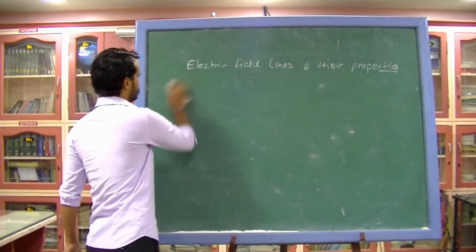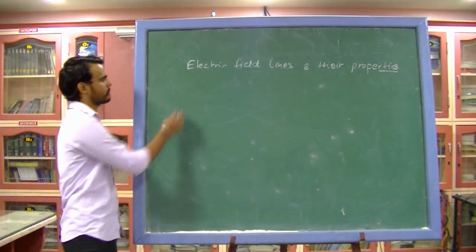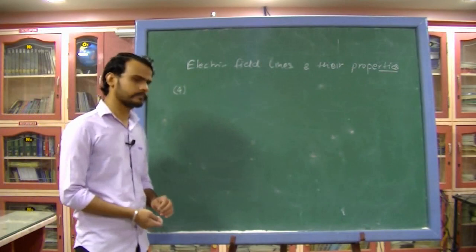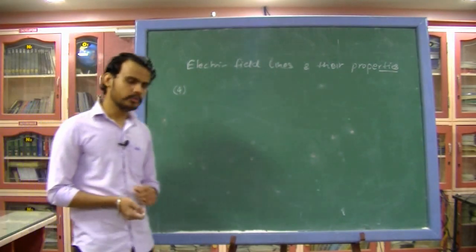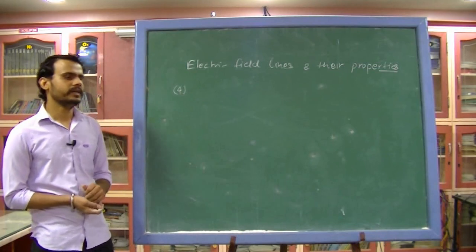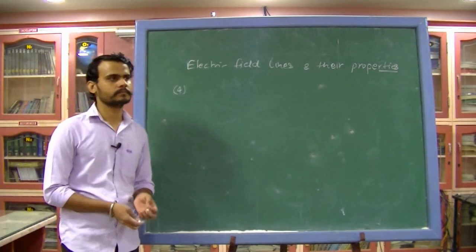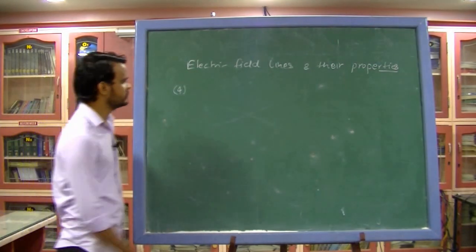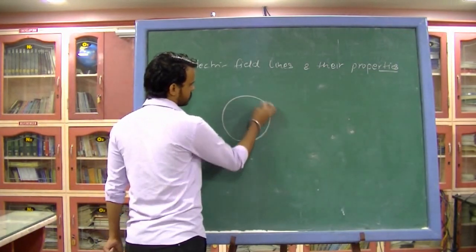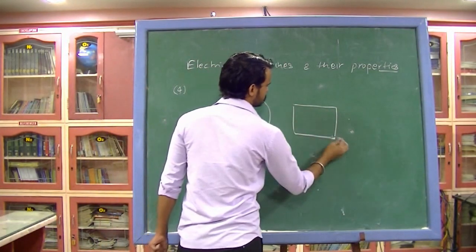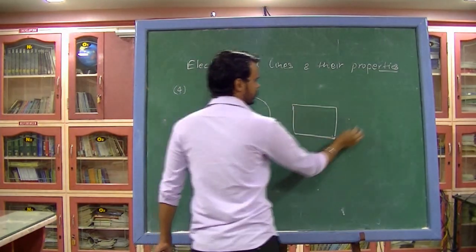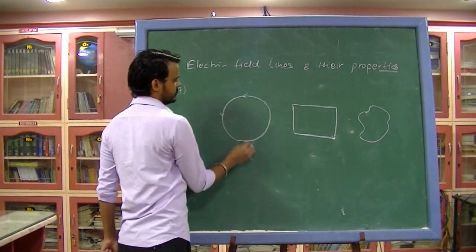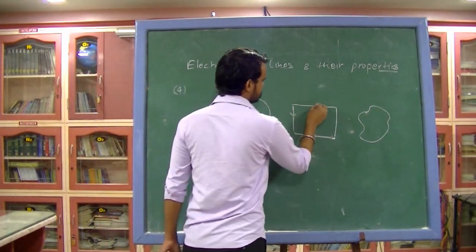Next property, fourth property. Fourth property is electric field lines do not make closed loops. What do you mean by this? Electric field lines can never be like this or like this, or any other loop which is possible. So they cannot be in any loop. So you cannot write this as electric field lines. Electric field lines will never look like this.